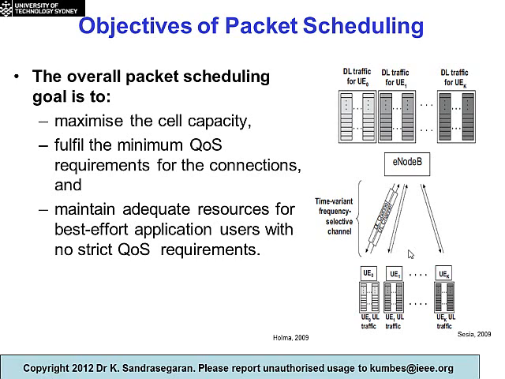So the basic idea, the whole reason we have packet scheduling, why do we have it? Well, we want to ensure that we maximize the cell capacity. We want to try and transmit as many users' packets as possible. We want to fulfill the quality of service requirements for all the connections, and we want to make sure that we keep some resources for best effort applications, which may not have any strict QoS requirements.